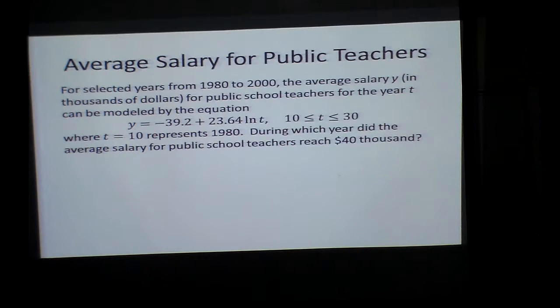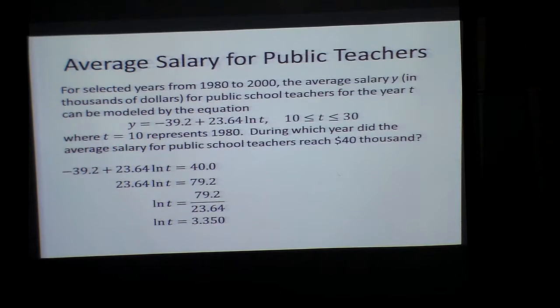So, notice what they're going to do is this. They have changed the thousands to make them into decimals. And we're going to replace the y with 40. All right? And so, first off, I probably would add this 39.2, divide by this 23.64. And how would I get rid of this ln? That's a natural log. So do e to that power. That will make this side just an x. So therefore, t will be e to the 3.350, or 28.5 years.